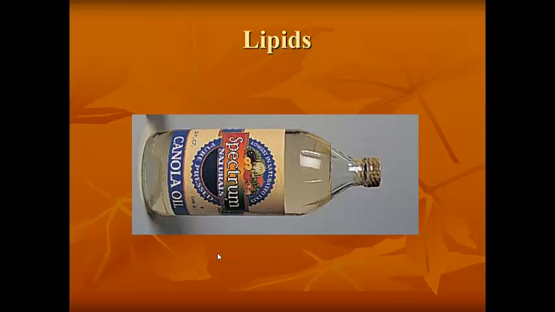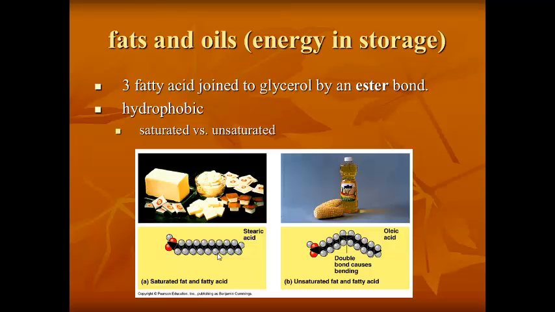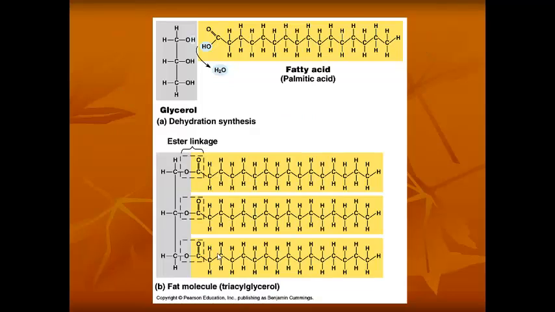Lipids. Lipids is our second major type of macromolecule. Lipids are commonly called fats or oils. Their technical name is going to be a triglyceride, and the triglyceride is the polymer. The monomers of a triglyceride are fatty acids, right? A triglyceride is made up of one, two, three fatty acids bonded to a glycerol. Glycerol is this monomer highlighted in gray here.